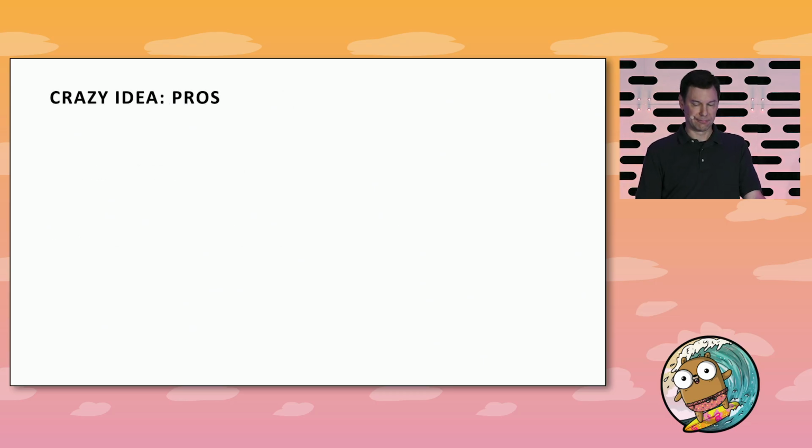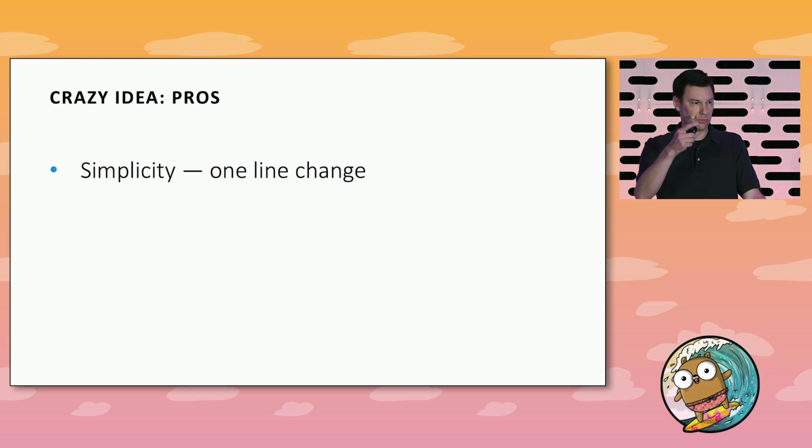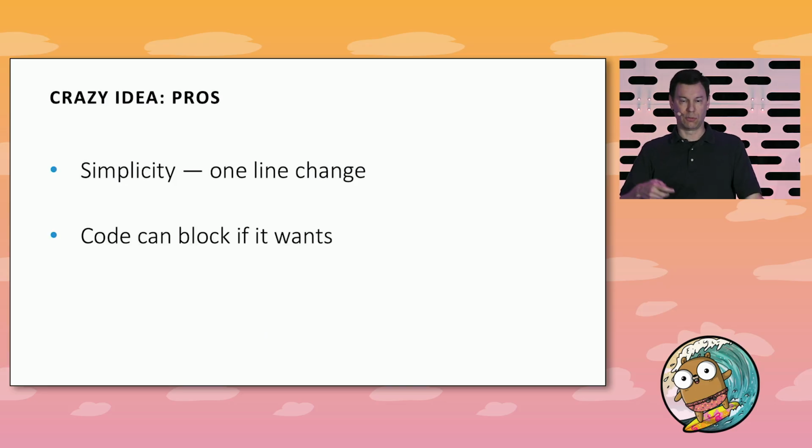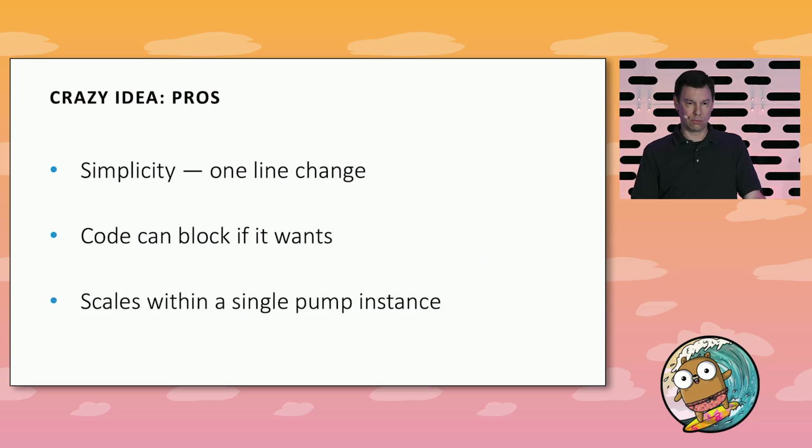Crazy idea: simple, one-line change. I mean, literally, we just had to add time.Truncate onto our wake-up time, and the rest of the code stayed the same. And the code can still be separate goroutines. It can still block on network activity just the way any other Go code wants. That's the thing that we like about Go, letting us write network servers without worrying about blocking, right? We keep that property. And it scales pretty well within one pump instance.